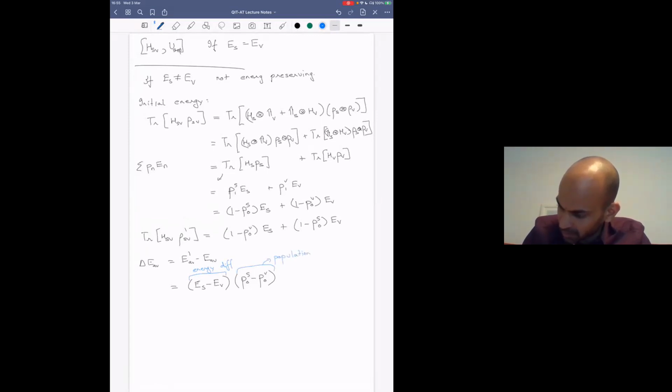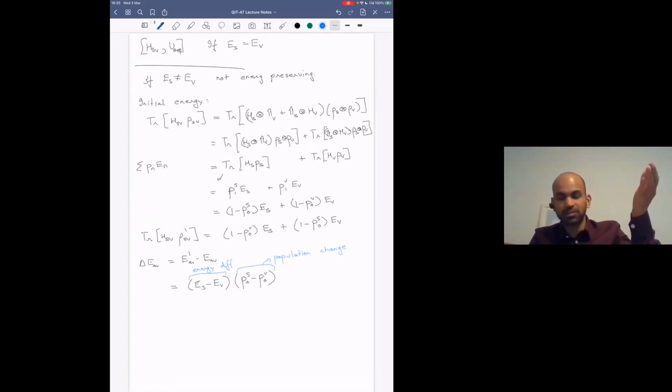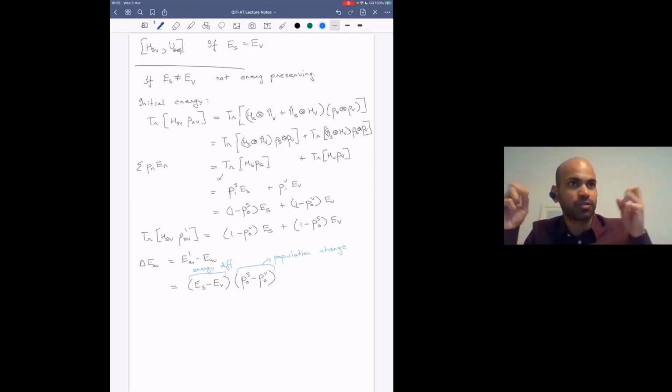population change. Essentially I started with the system having populations P0S in the ground state and 1 minus P0S in the excited state, and I changed it to P0V and 1 minus P0V. So the change in population is given by this difference, P0S minus P0V. So essentially I shifted this amount of population at this energy cost, and therefore my total work, the energy cost of this operation, or the energy difference of the operation, is given by the product of these two things.